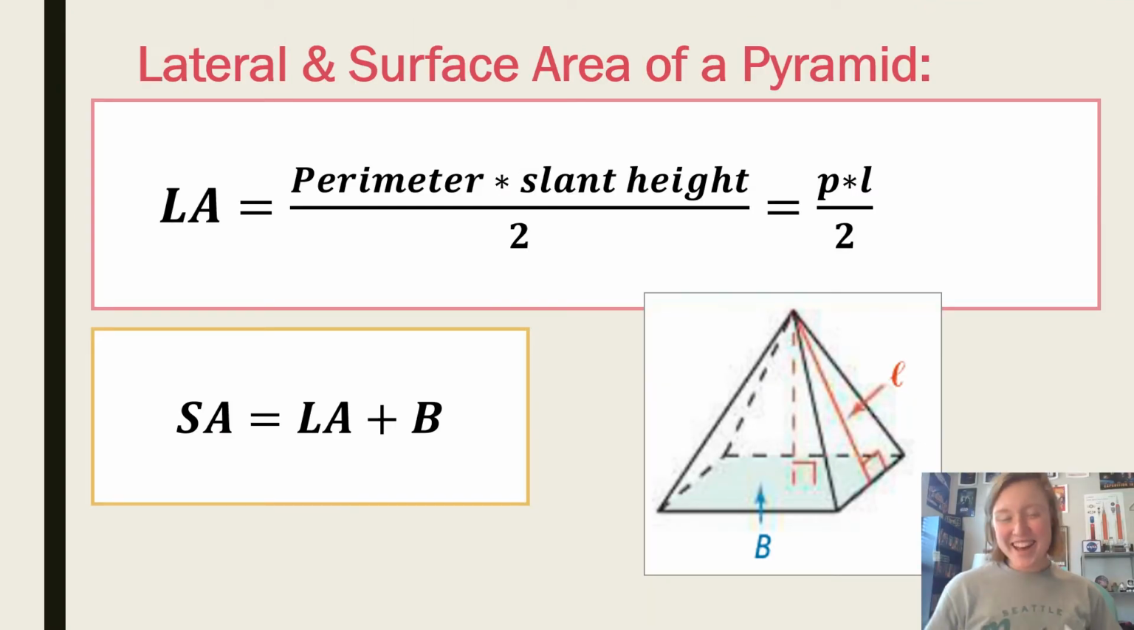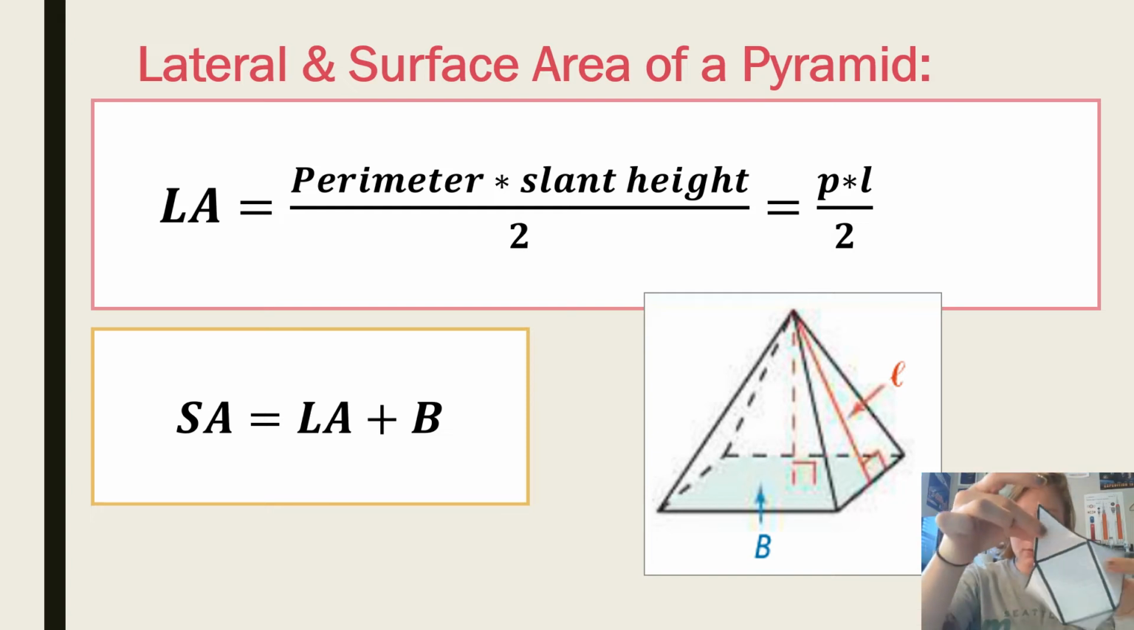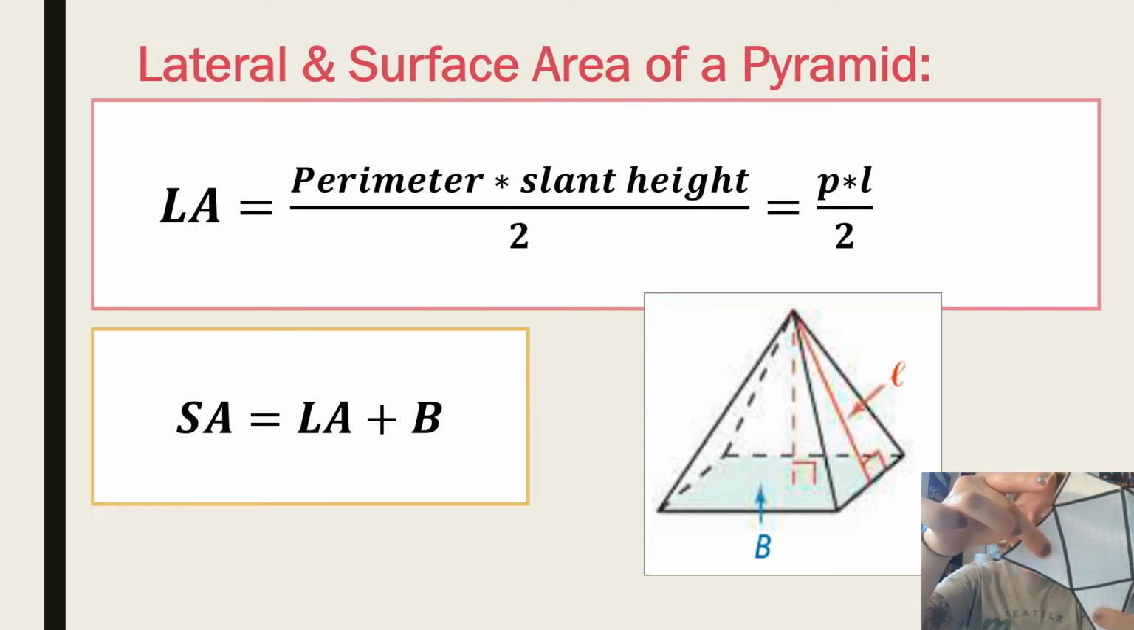Hello, it's me again. For the lateral and surface area of a pyramid, for the formula, the lateral area is essentially going to be each of the triangles added all together, right? So this was the really horrendous net that I showed you guys yesterday, and this doesn't even have a regular square as the bottom, but it's a good visual example. So basically, if I want to find the lateral area, it's like I'm going to take this triangle plus this triangle plus this triangle plus this triangle.